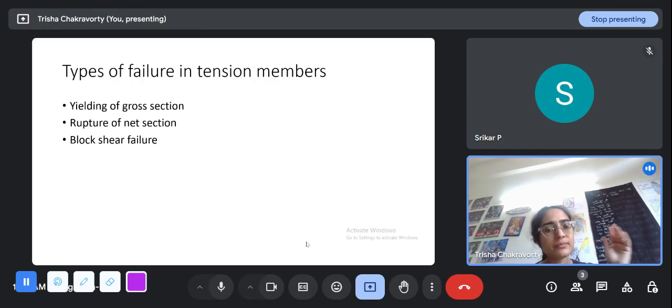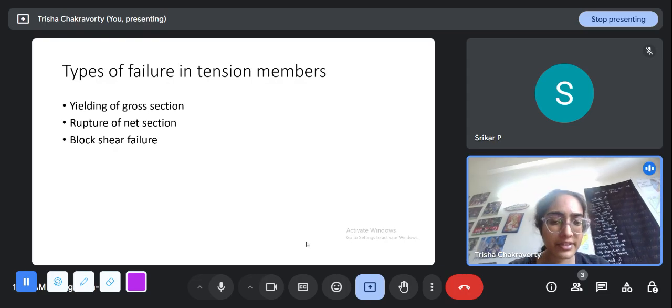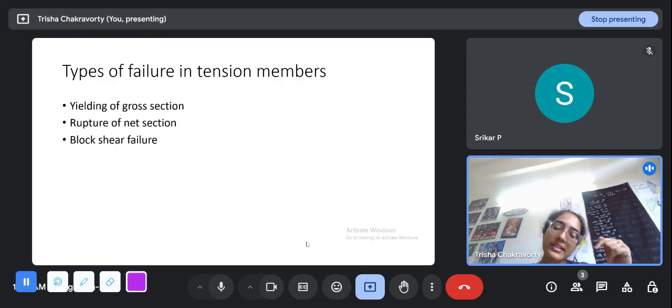Then there will be factors of safety incorporated into this. And then we will see that the force that I was expecting to come on my member, multiplied with the factor of safety, is it enough? Is the permissible force higher or not? If it is higher, I will let the design go ahead.